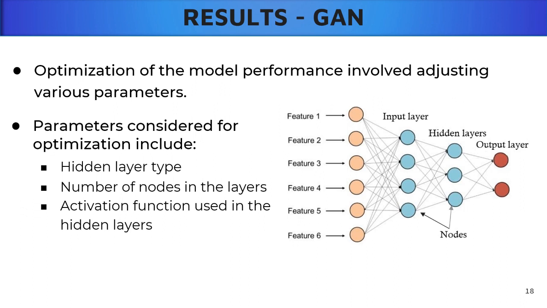Results with GANs. For the GAN model, we changed different parameters for optimization. There we considered three main parameters, which are hidden layer type, number of nodes in a layer, and the activation function used in the hidden layers. For each experiment with different configurations, we tested the model with experiment benchmark datasets as well.